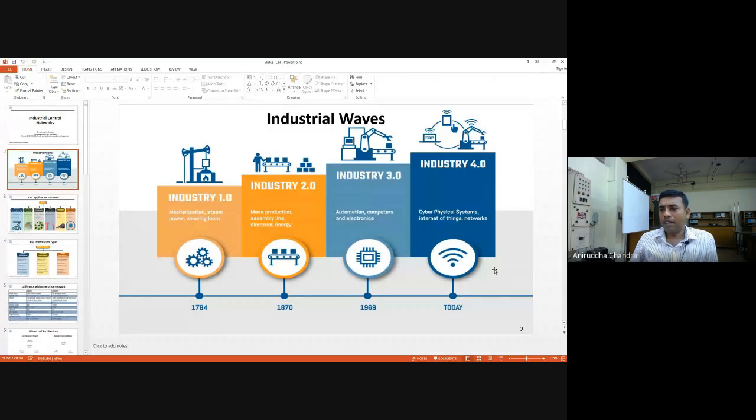What happened 100 years later? If you see the industrial revolutions, the second industrial wave came almost 100 years later, when there was electrical engineering. So I should probably give the credit for the second industrial revolution to the electrical engineers, who came up with better methods of electricity production, electricity transmission, and electricity usage.